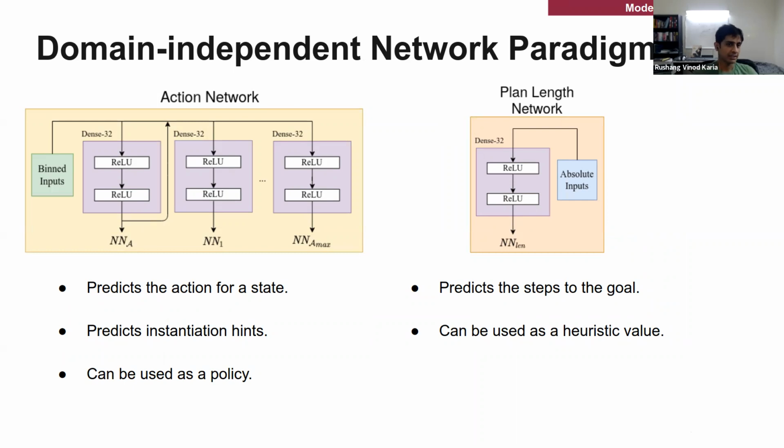For this work, we define two different networks. The action network, which predicts the action and instantiation hints and can be used for policy-based search, as well as a plan length network, which predicts the total number of steps to the goal and can be used in heuristic search.